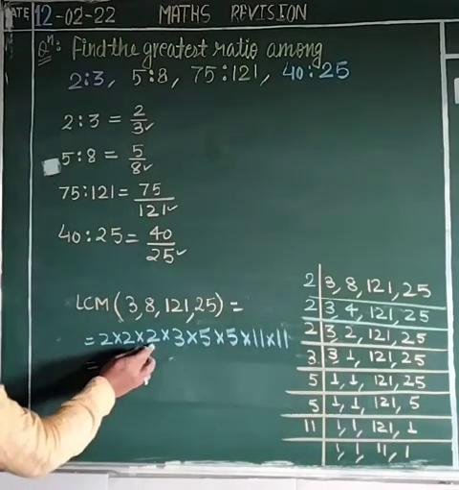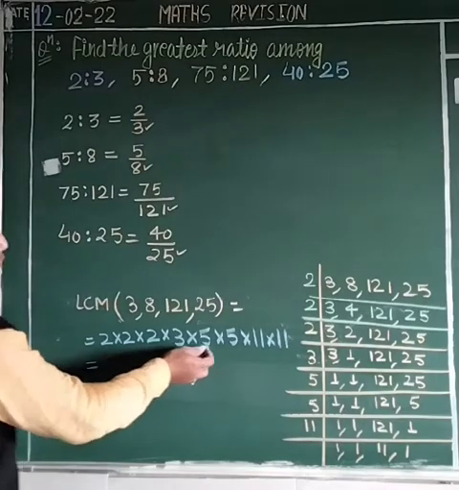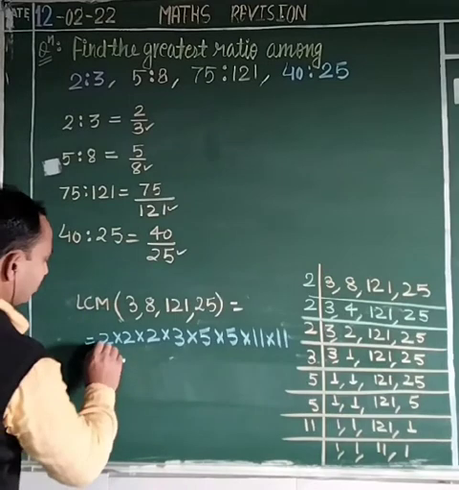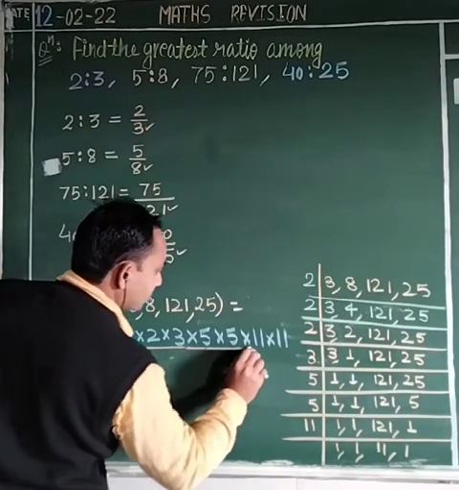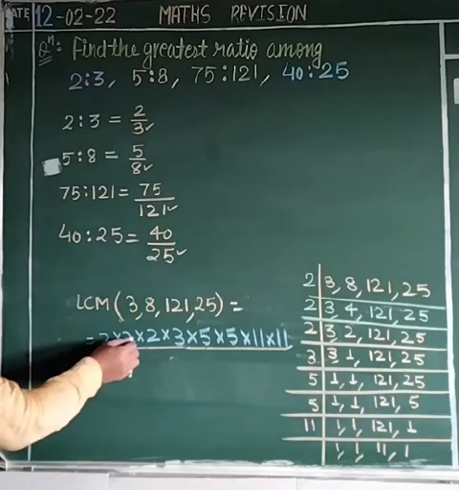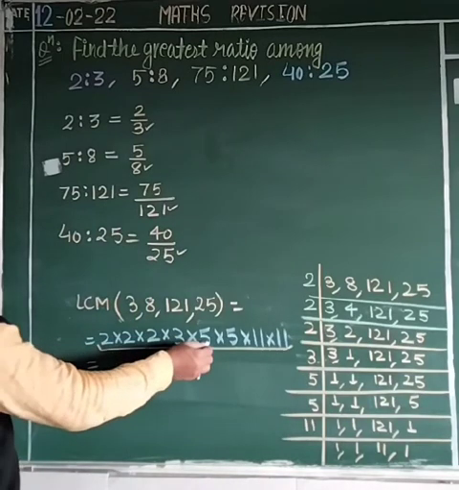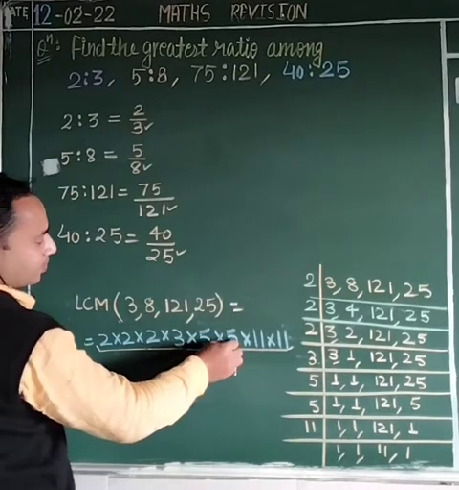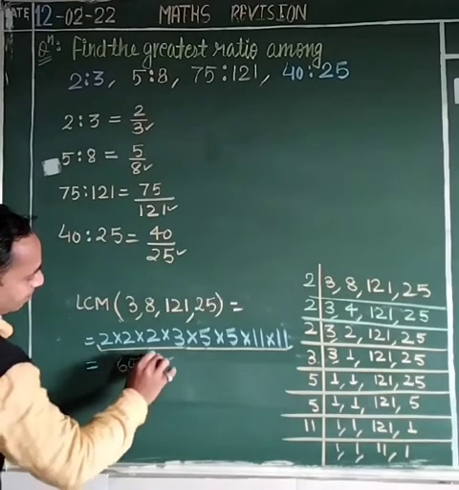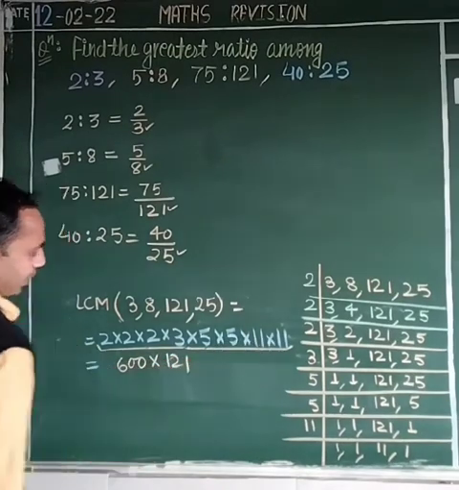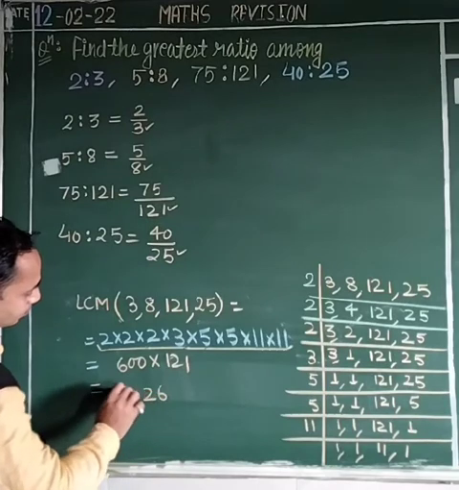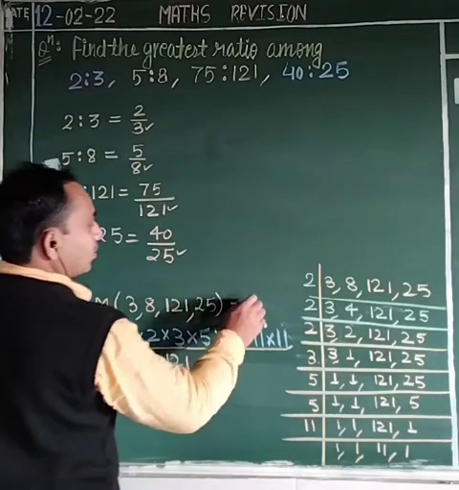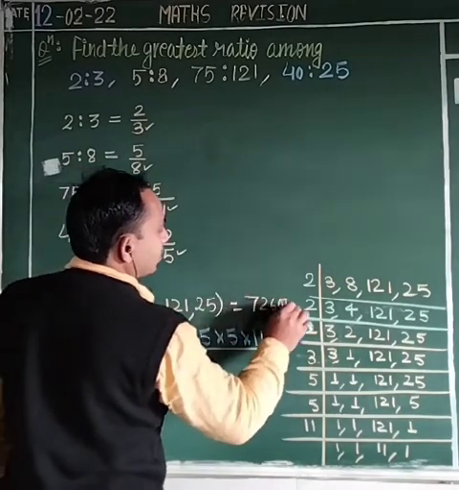So this is 8, 3 eights are 24. Class, just multiply all these numbers, what will you get? 2 2s are 4, 4 2s are 8, 8 5s are 40, 40 3s are 120, 120 5s are 600. 600 multiplied by 11, 11s are 121. So what will come? 72600 is the LCM. What is the LCM class? 72600.